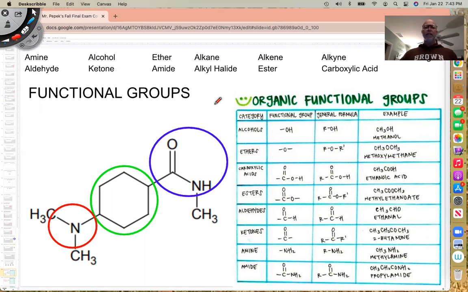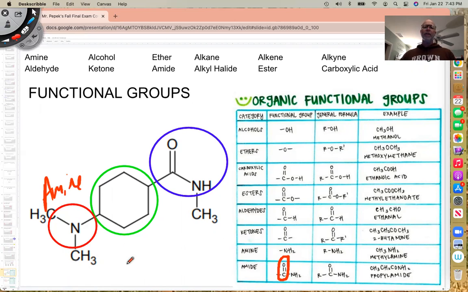So let's just take a look at this red one here. This has a nitrogen in it, and there are only two functional groups that have nitrogen, those two at the bottom. So which one do we have? Well, it's either an amine or an amide. Amide has a double bonded oxygen, right? Do these have double bonded oxygens? Nope. So that means that this one here is an amine.